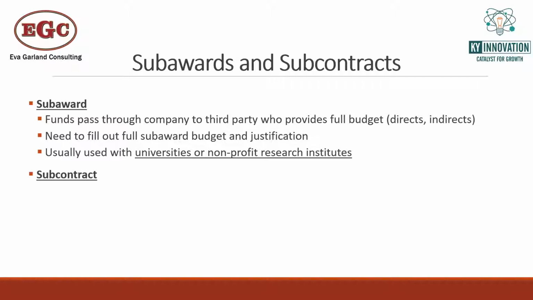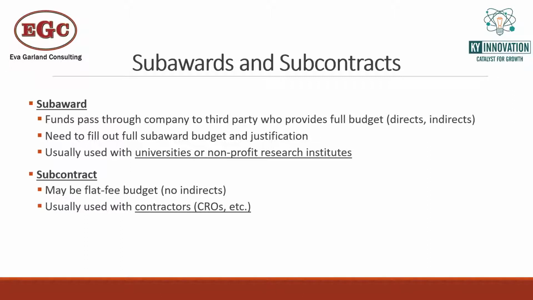Now for a subcontract, that's typically going to be arranged with a contract research organization. The CRO does not have to give you a full budget with directs and indirects. It can be just a standard flat fee quote, which is what they're used to providing for clients, and that's perfectly fine. You do want to make sure that there is a firm number there.